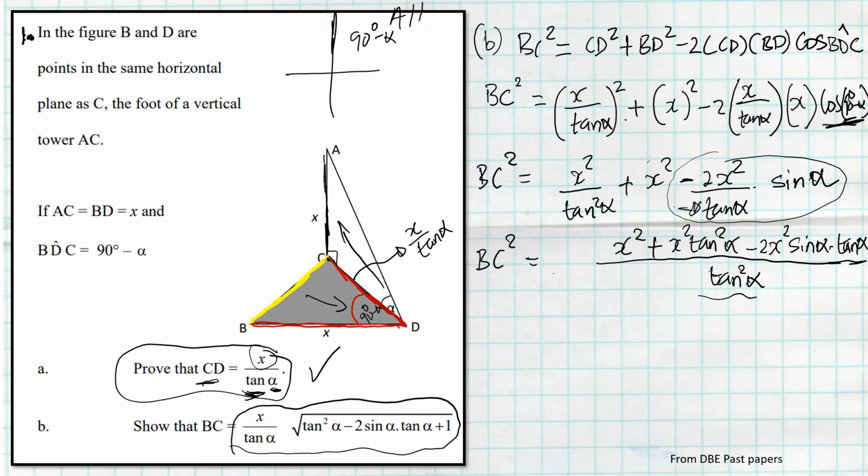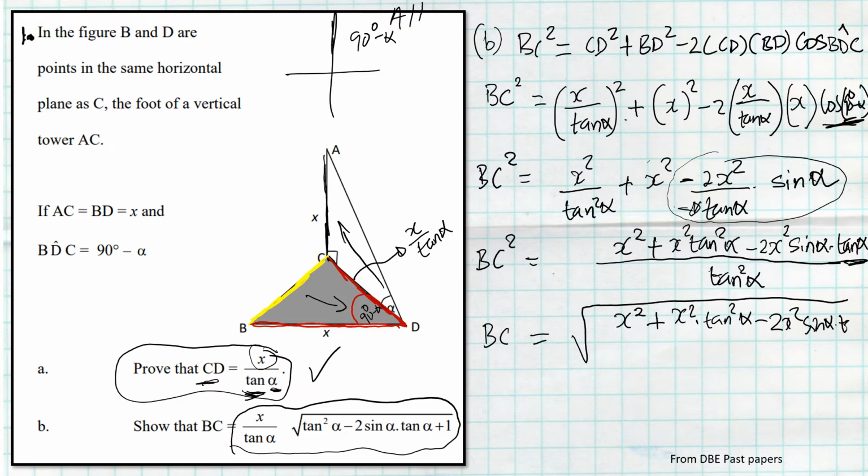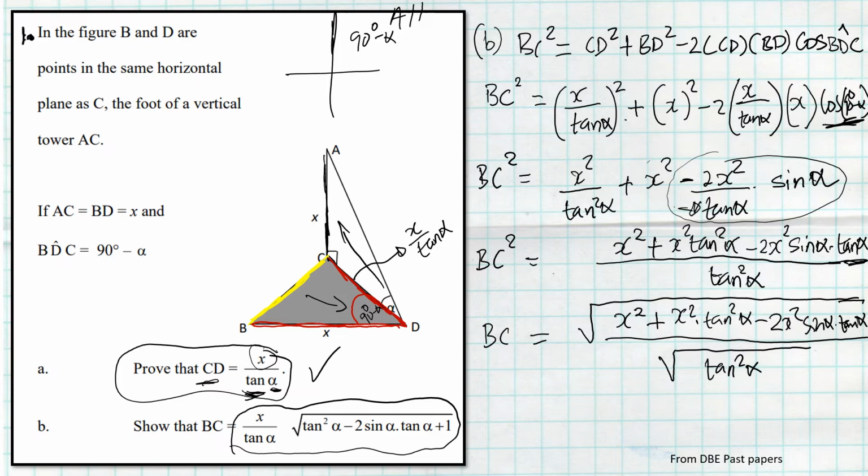Because it's squared here, can you see? Okay, so after doing that, what can we do? I can simply apply the square root to solve for my BC, right? So I'm going to apply the square root on that equation. It's x squared plus x squared tan squared alpha minus 2x squared sine alpha multiplied by tan alpha, all divided by tan squared alpha. Or I can separate the square root to say it will be the root of this one divided by the root of tan squared alpha, just to make that fast there.